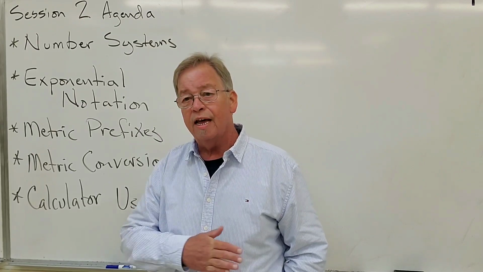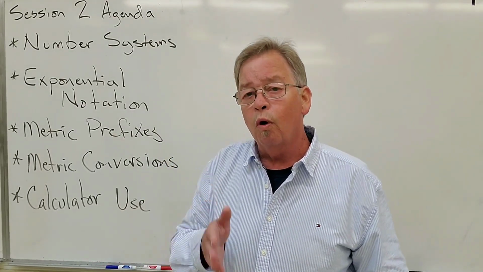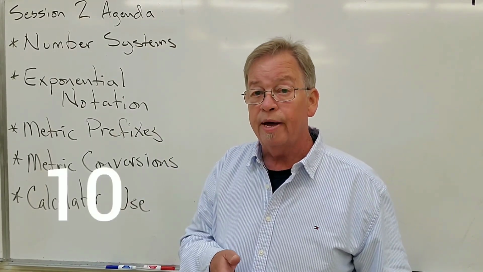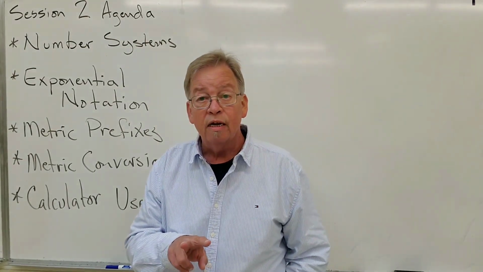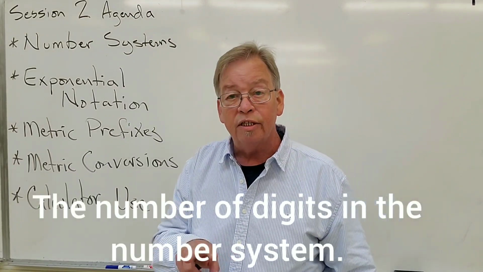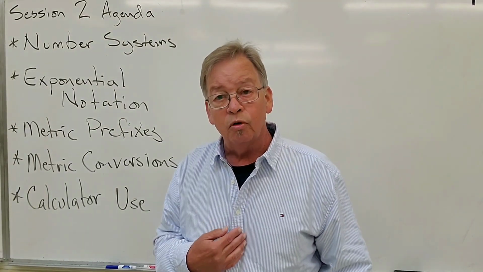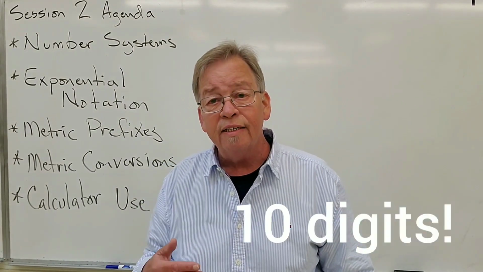Now, I said all of them are exactly the same, except for one thing, the number that they're based on. Decimal is based on the number 10. These base numbers tell us 2 things about a number system. The first thing they tell us is how many symbols, or how many digits, there are in the number system. So decimal, being based on the number 10, has 10 digits in the number system.